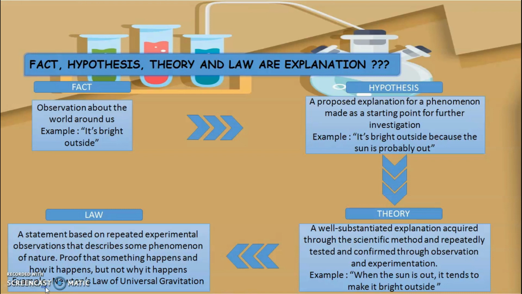Theory is a well-substantiated explanation acquired through the scientific method and repeatedly tested and confirmed through observation and experimentation. For example, when the sun is out, it tends to make it bright outside. Law is a statement based on repeated experimental observations that describes some phenomenon of nature. It proves that something happens and how it happens, but not why it happens. For example, Newton's law of universal gravitation.